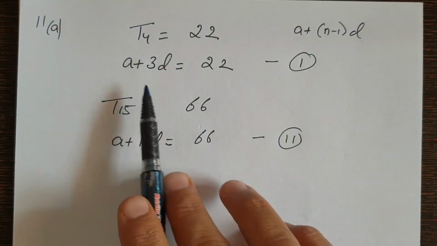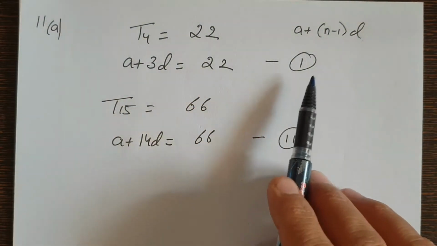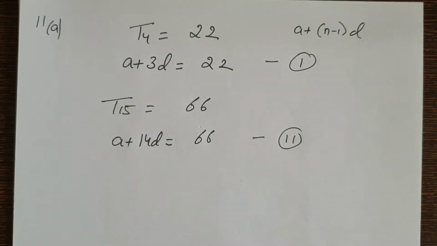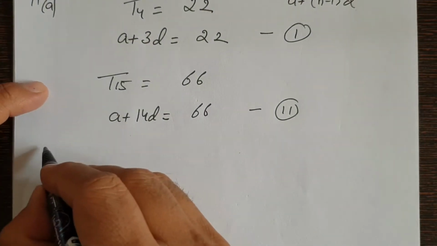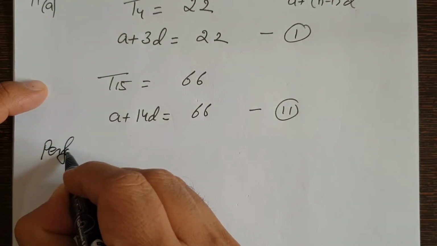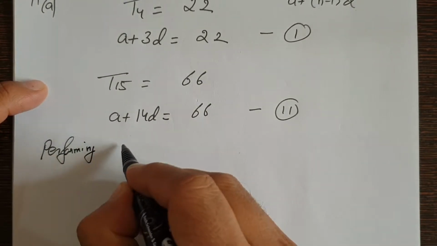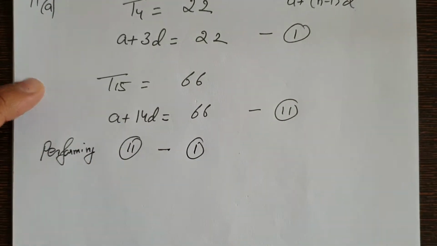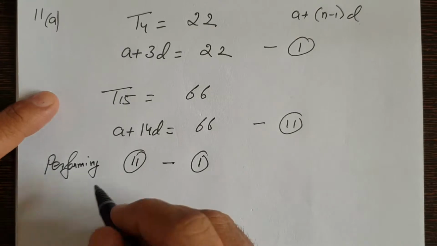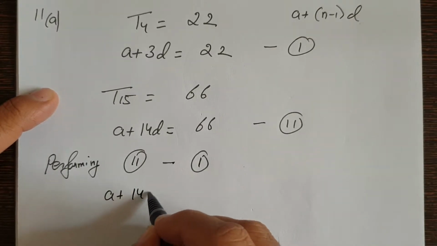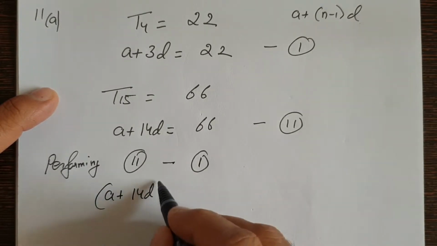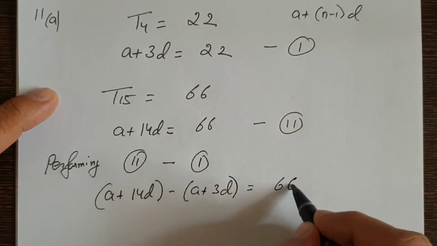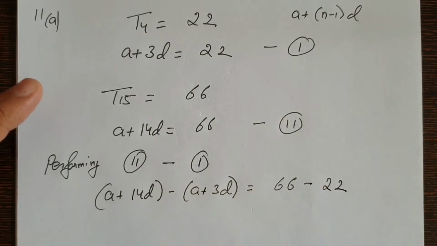So now we have two equations. A plus 3D equals 22, equation 1. A plus 14D equals 66, equation 2. Now what we will do is perform the second equation minus the first equation. So we will write the whole second equation first: A plus 14D minus (A plus 3D) equals 66 minus 22.